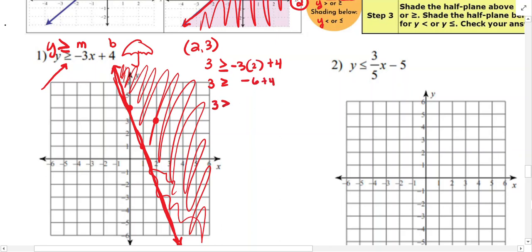And we get 3 greater than or equal to negative 2. Is this a true statement? Yes, it's a true statement. Ergo, this point is a solution. So every single point in this above area is going to satisfy the equation, and we're going to be left with a true inequality. In fact, even the points on the line, because the inequality says greater than or equal to this line. So the points on the line are included as solutions.